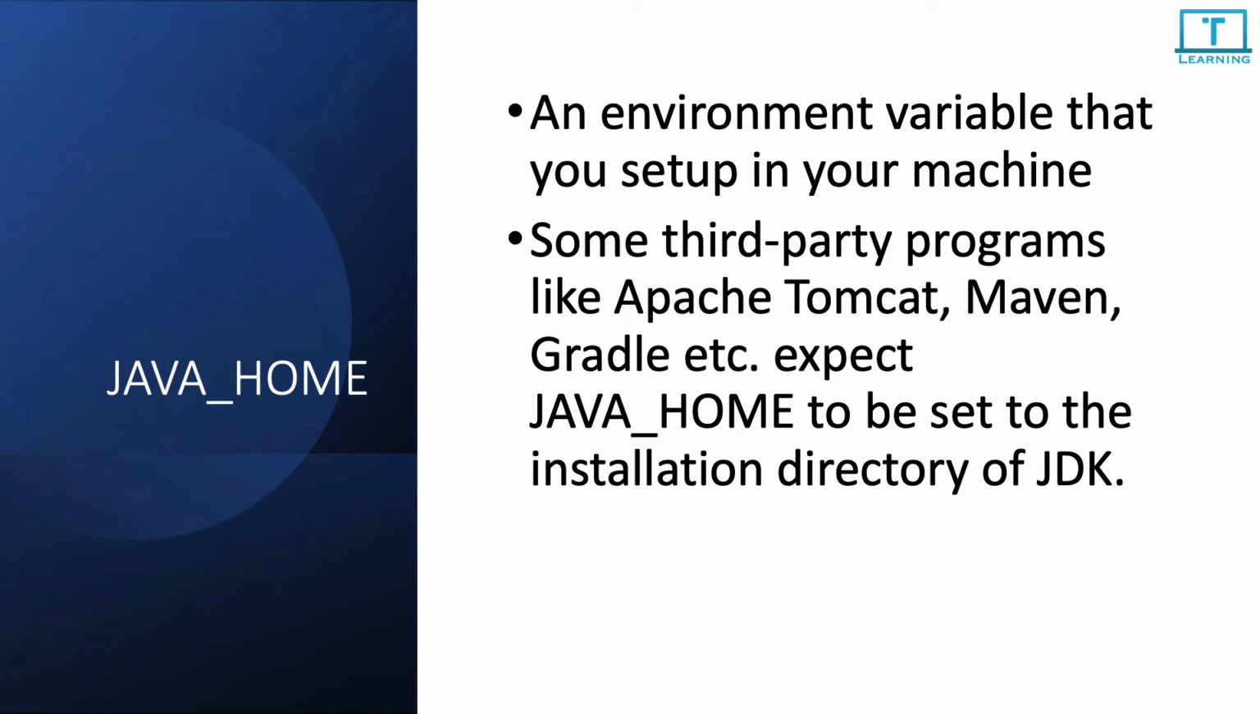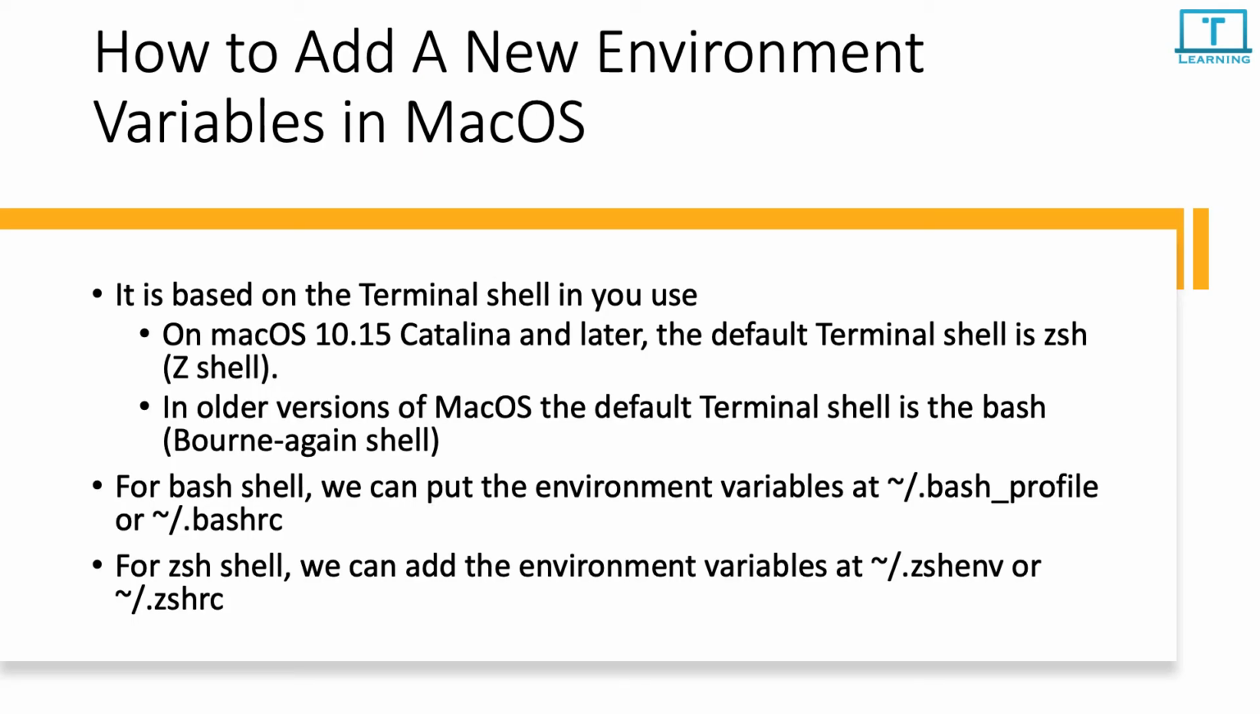So how do we set up an environment variable in Mac machine? Let us take a look at it. In fact, it is based on the terminal shell that you use. On macOS 10.15 or Catalina or later, the default terminal shell is ZSH or Z shell. In older versions of macOS, the default terminal shell is bash or Bourne Again shell.